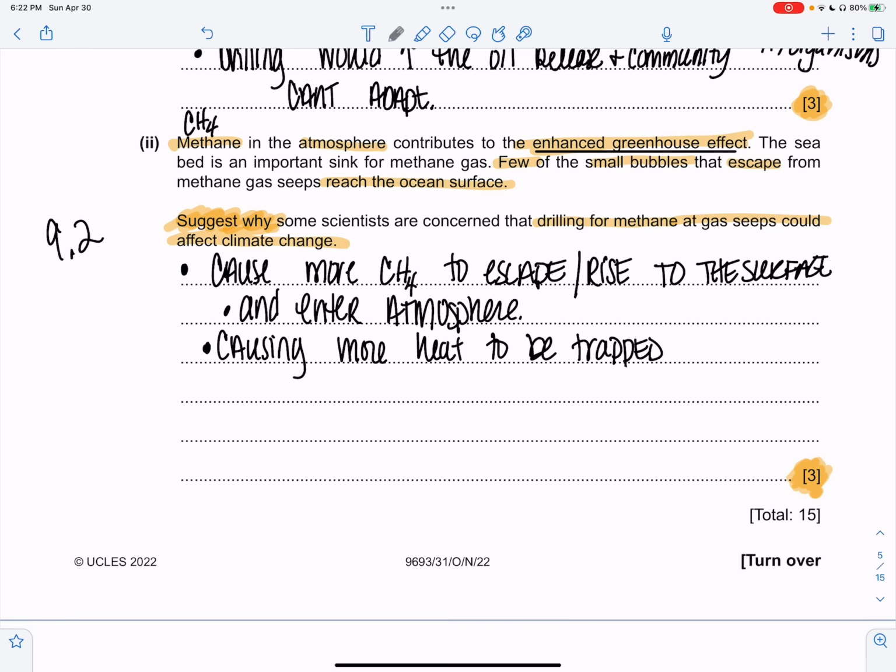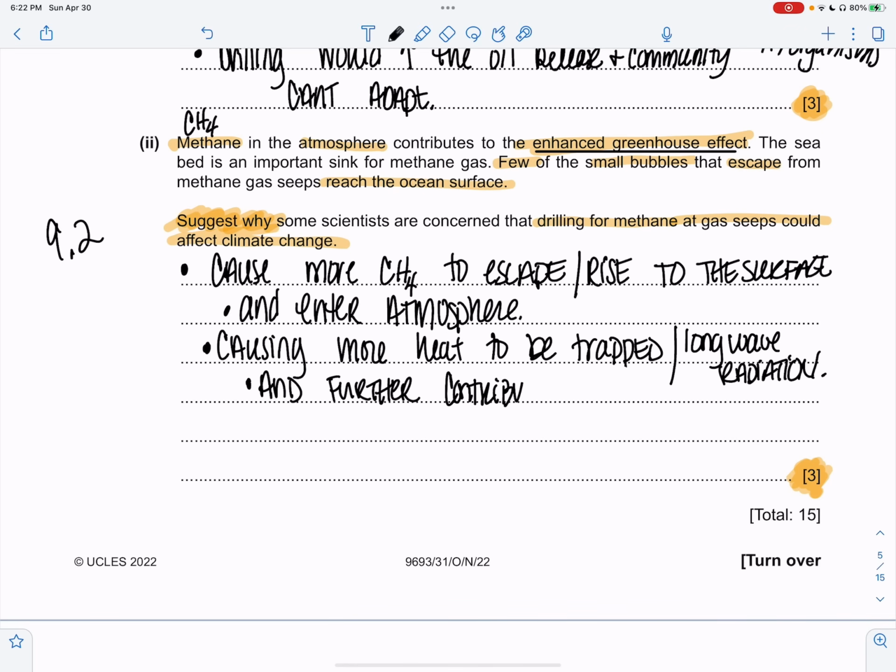Or you can refer to this as long wave radiation, specifically like infrared light, which has long wavelengths. And it will further contribute to the increase in global temperatures, or you can say further contribute to global warming.